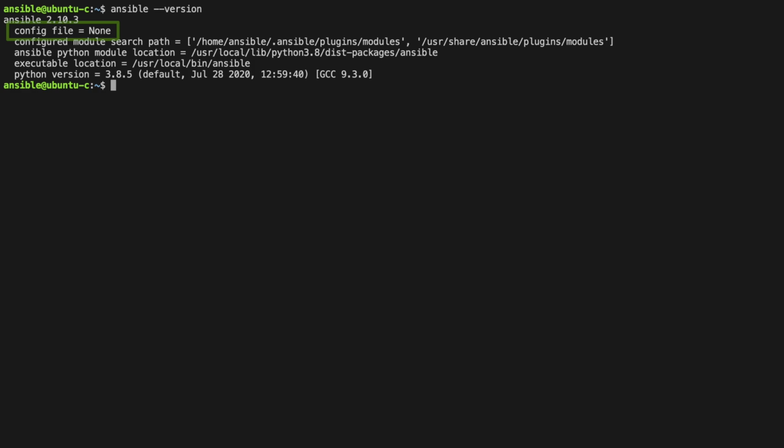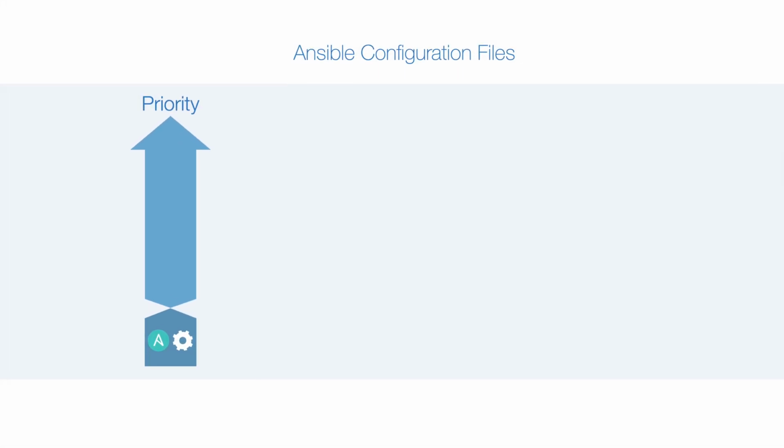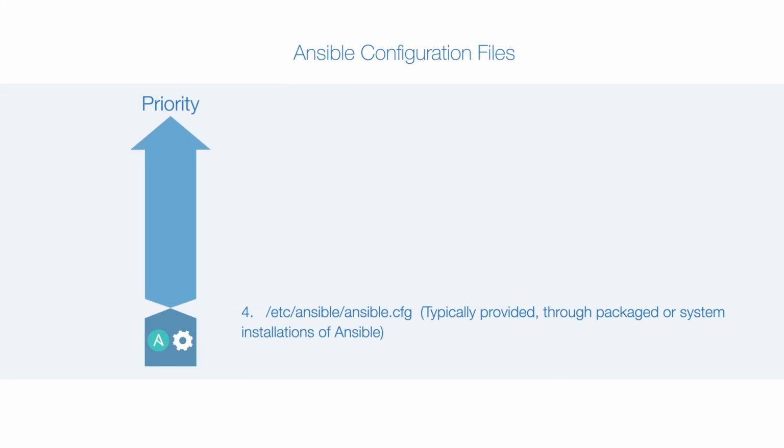And in our case at the moment, it says none. We don't actually have any configuration files that Ansible is making reference to. So a good place to start is the possible Ansible configuration file locations and environment variables that can be used to influence the config file location. The lowest of the priority is the /etc/ansible/ansible.cfg configuration file, and this location is typically used when Ansible is installed via a system installation.